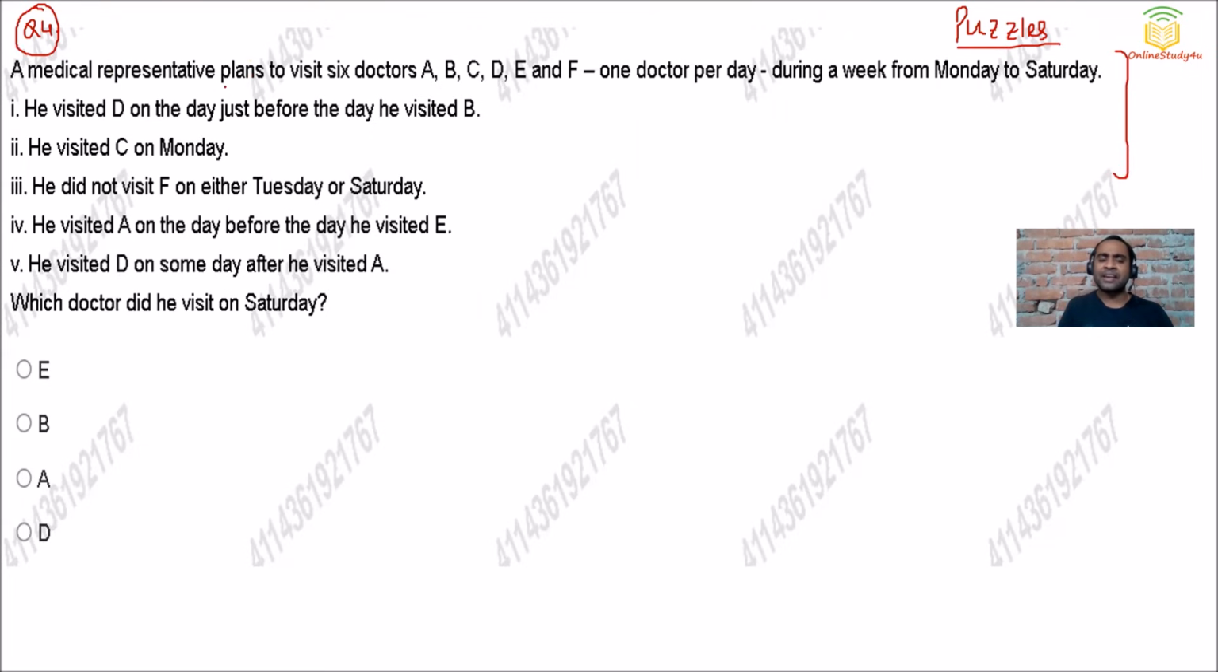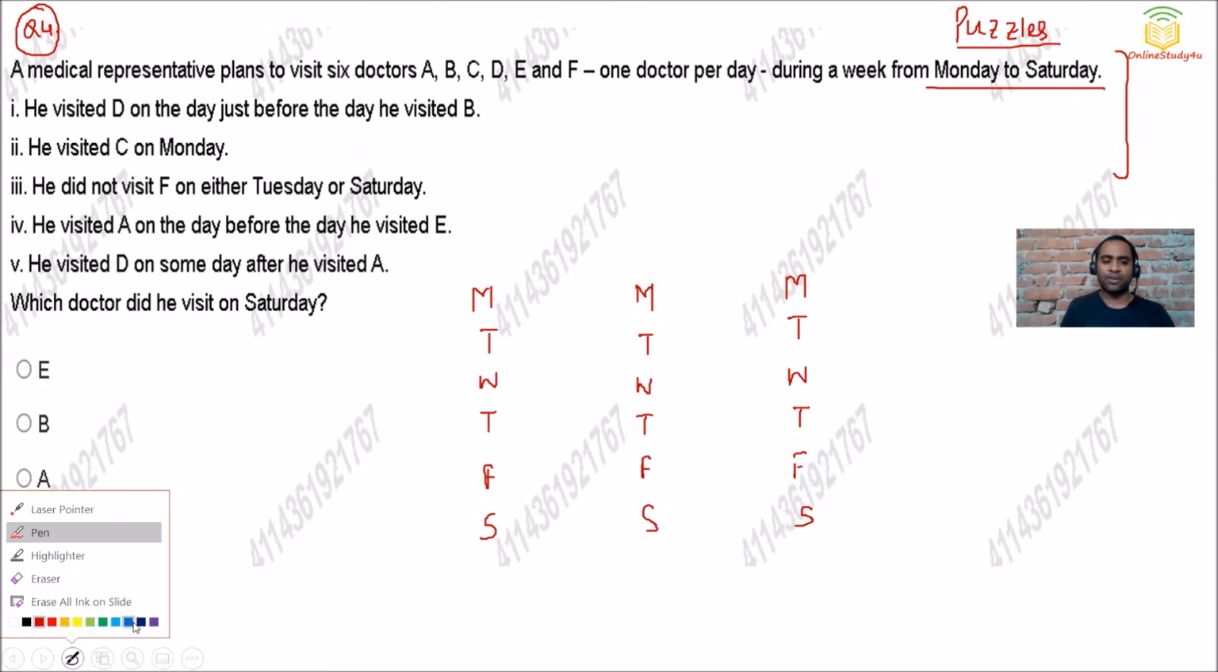A medical representative plans to visit 6 doctors, A, B, C, D, E, and F, one doctor per day during a week from Monday to Saturday. So here I will write Monday, Tuesday, Wednesday, Thursday, Friday, and Saturday. Here also I'll write Monday to Saturday. Sir, why are you writing three? I will tell you, because I will be taking all the possibilities and then only I will solve. As I said earlier, I will be considering all the possibilities.